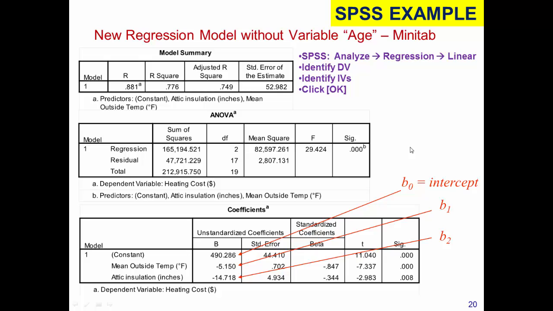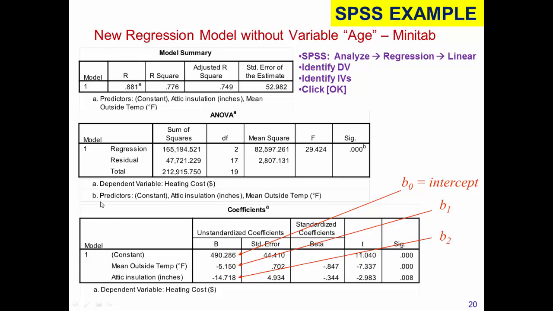And so what does that mean? It means that the regression coefficient for either temperature or attic insulation or both are significant predictors of heating costs. Now let's take a look at the coefficients table.